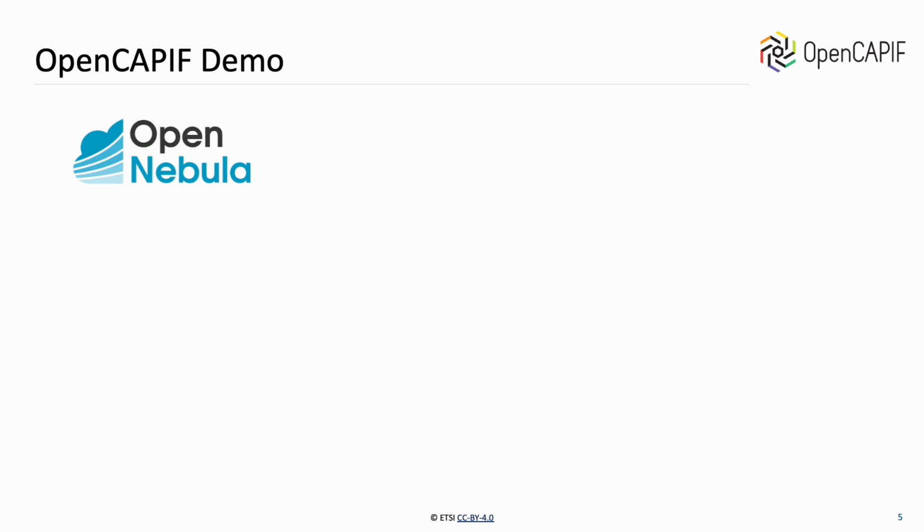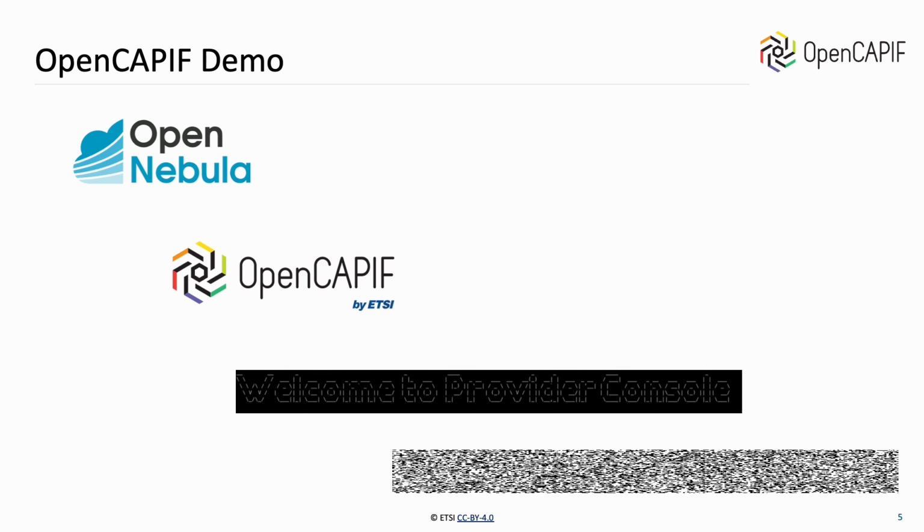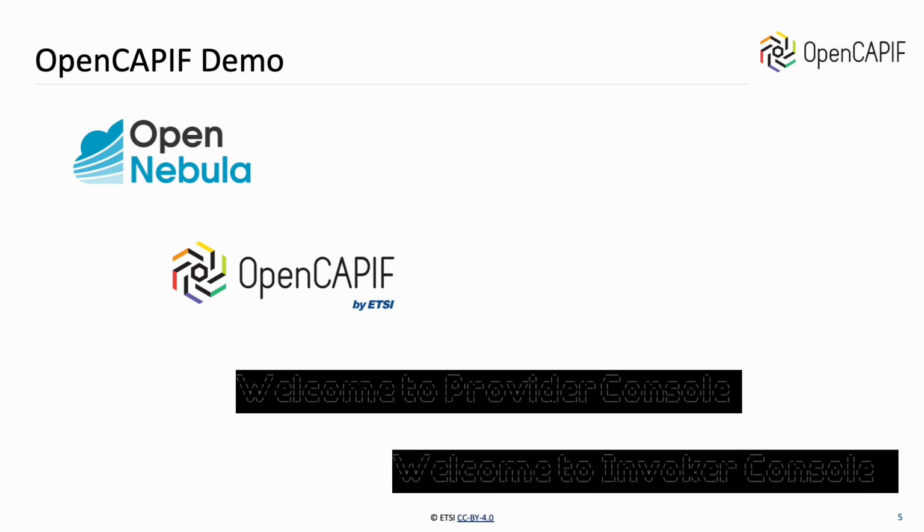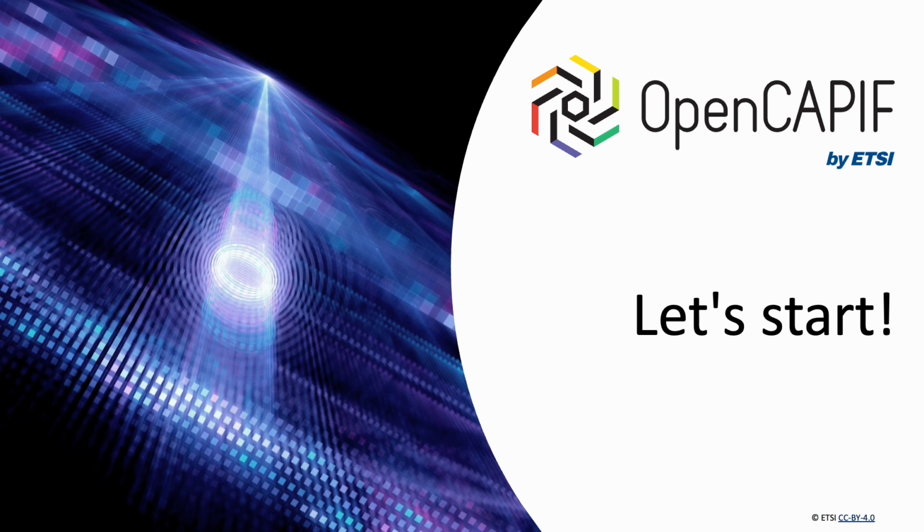The API that we are going to publish will allow us to create a new virtual machine in an OpenNebula instance. So our goal as an invoker will be to create a virtual machine using that API. And to do this, we are going to use a public CAPIF instance and two consoles that emulate an invoker and a provider, and that will make it easier for us to make the requests to CAPIF. So let's start.